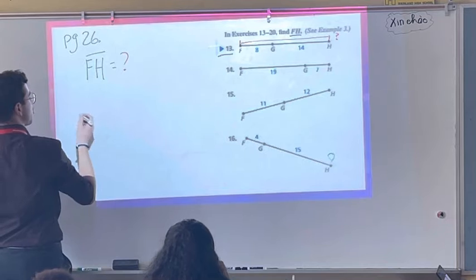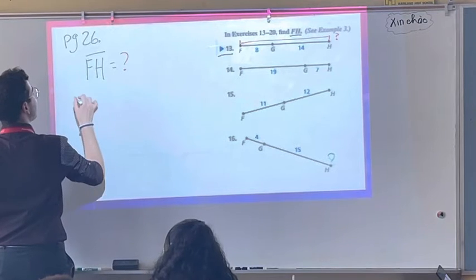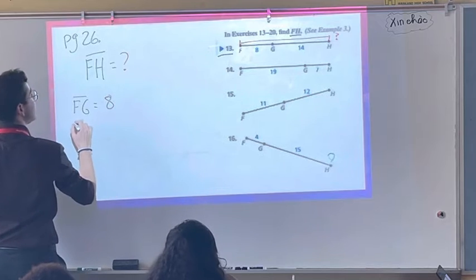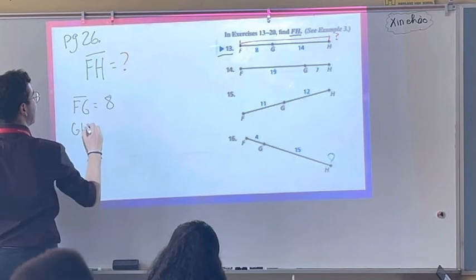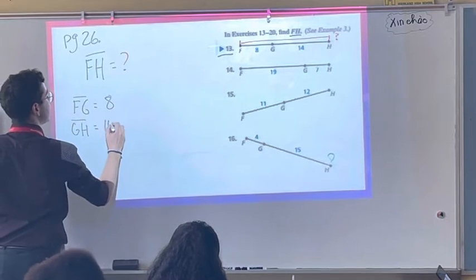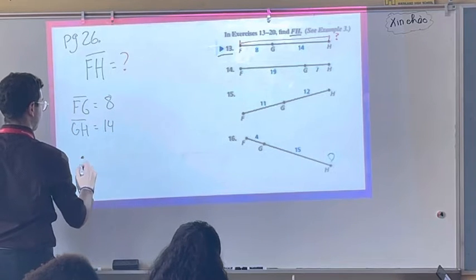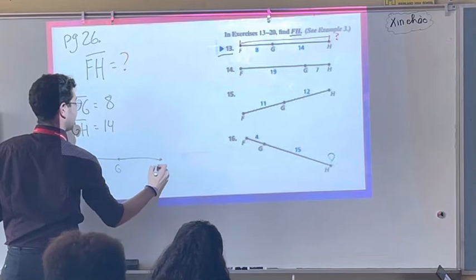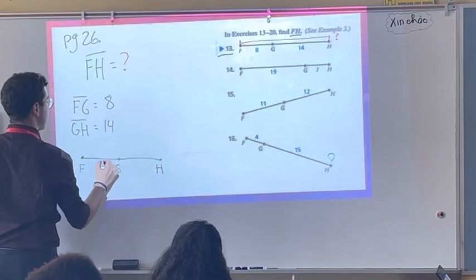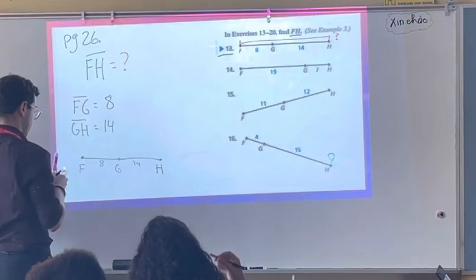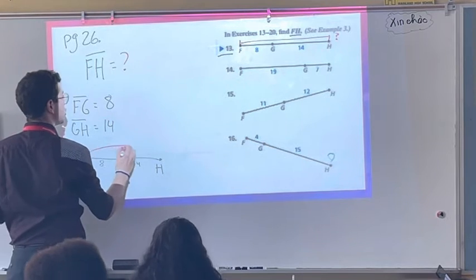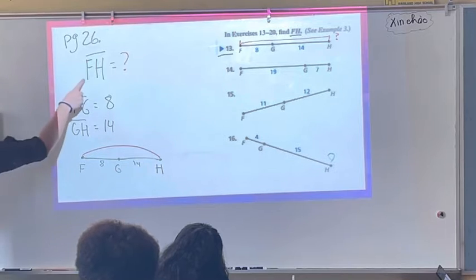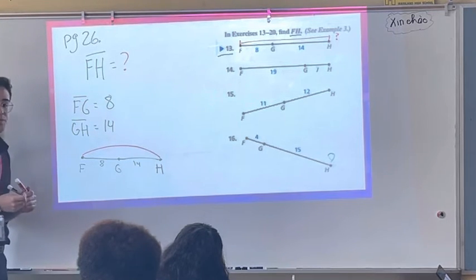However, FG, what is the distance of line segment FG? 8. And what is the distance of line segment GH? 14. So here we have F, it goes to G, and then it goes to H, and this part is 8, this part is 14. How would we find the total distance from F to H? What would we have to do?